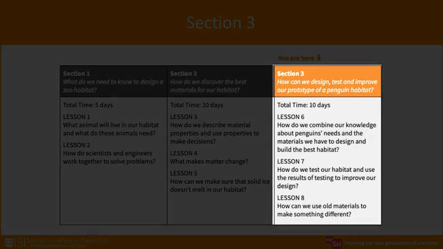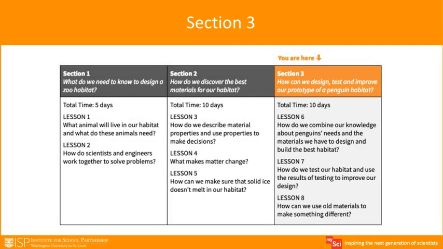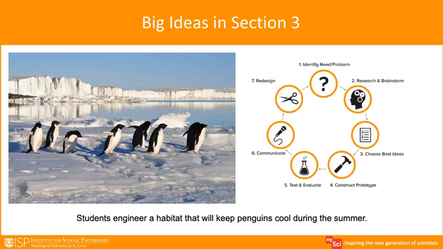Section 3 asks students to think like both scientists and engineers when developing and testing a prototype for a penguin habitat. This section will take about 10 days. In Section 3, students use the knowledge they gained about the properties of matter and apply it to solving the problem of creating a penguin habitat. Students will go through the engineering design cycle to construct a penguin habitat that keeps penguins cool throughout a hot summer.